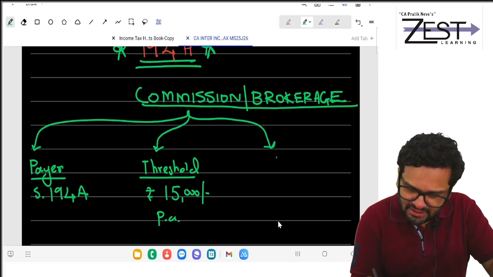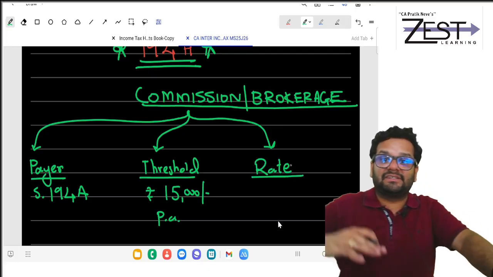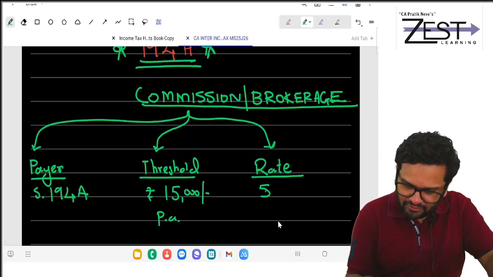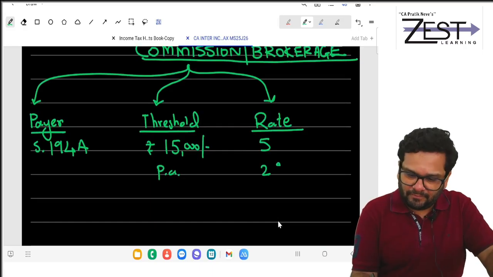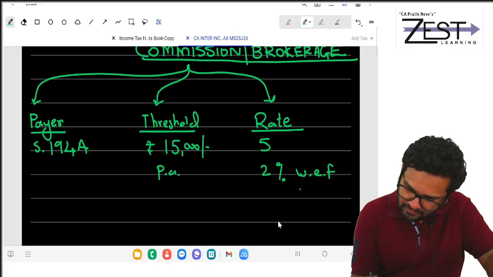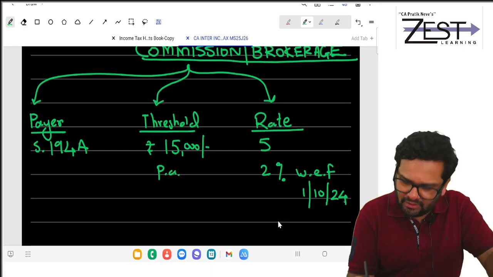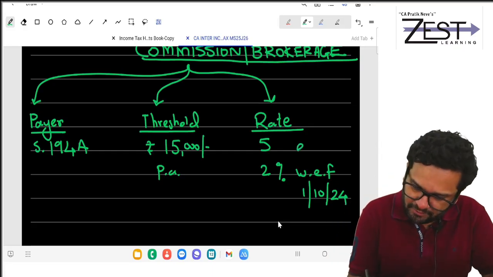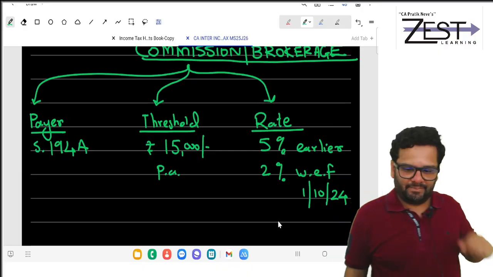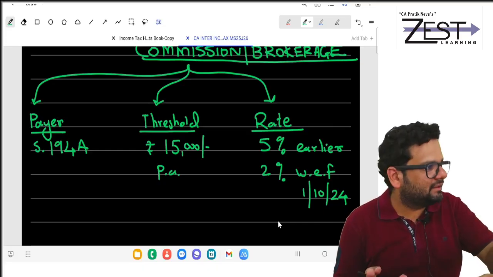After the threshold, what should you know? The rate. How will you remember? It is rationalized, it is now minimized. So earlier 5, now 2. The 2% is with effect from 1st October 2024, and earlier it was 5%. So simple. Time of deduction, you know. Clear? Go ahead.